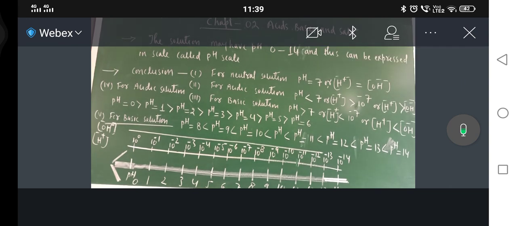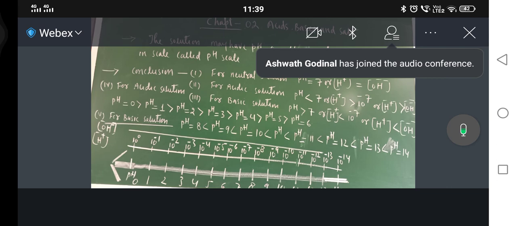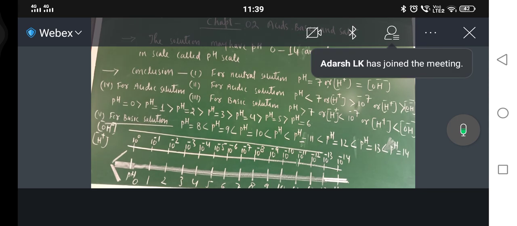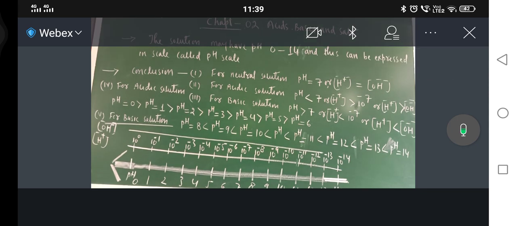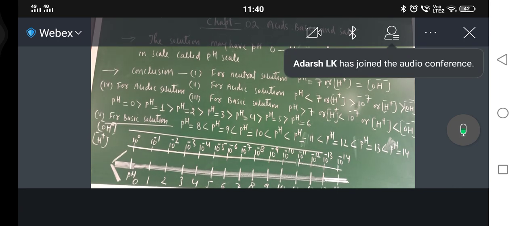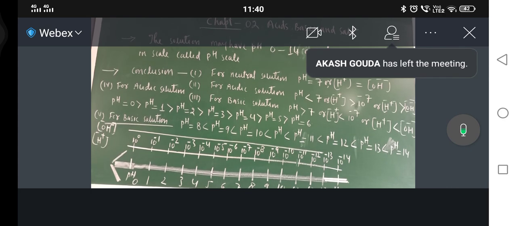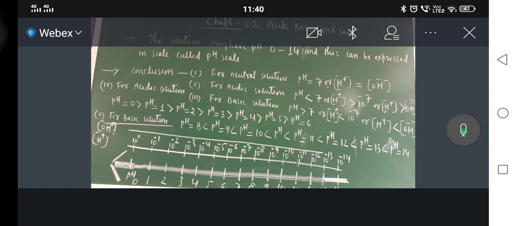Have you got it? And always remember, pH is related with the molar concentration, because what is the definition of pH? It is the magnitude of negative power to which 10 must be raised to express the H positive ion concentration in the solution in terms of mole liter inverse or moles per liter. Means H positive ion concentration must be in mole liter inverse or mole per liter. I hope that you understand this.